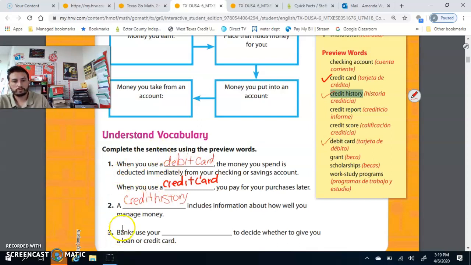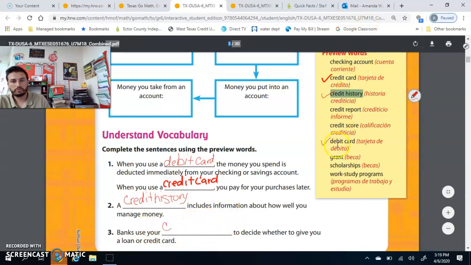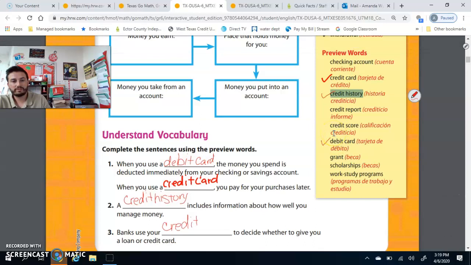And banks use your blank to decide whether to give you a loan or credit card. That would be your credit score. That's a number. The higher your number, the better your credit score is. So I believe at this time 850 is a perfect credit score. Anything less than that is not perfect.